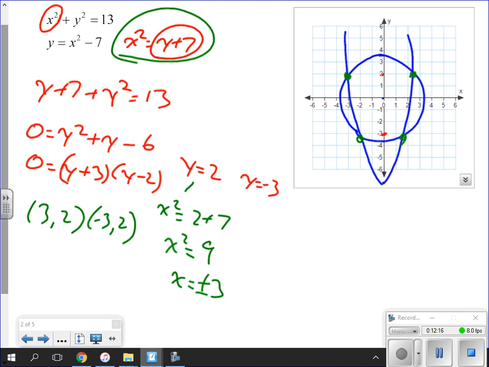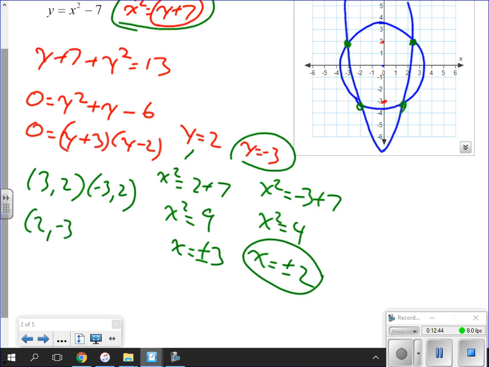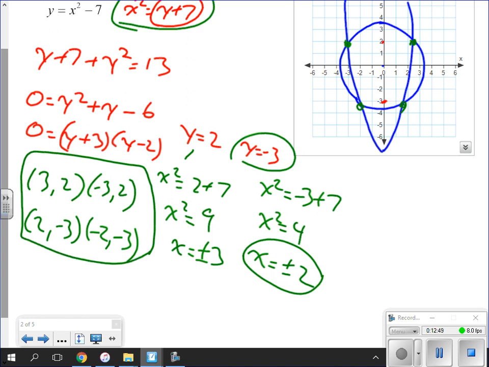Do the same thing for the other one. Take negative 3 and plug it in there. X squared equals negative 3 plus 7. X squared is equal to 4. X equals plus or minus 2. So when y is negative 3, x is plus and minus 2. So I get 2, negative 3, and negative 2, negative 3. And these are my 4 points of intersection.